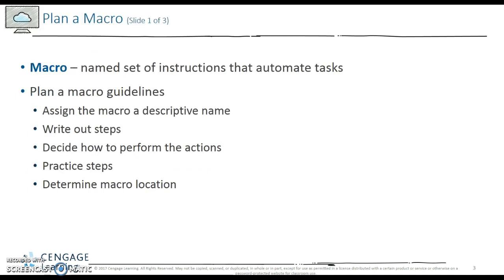Let's talk a little bit about what a macro is. It's really a set of instructions that automates a task. As far as macro planning guidelines, you need to assign a macro a descriptive name, and this is just best practice so that you can remember exactly what this macro does. They suggest you give it a descriptive name, write out the steps, decide how you're going to perform the actions, practice the steps, and determine where you're going to have the macro location.